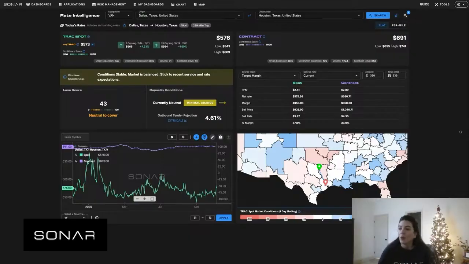Also, spot rates are going to be more volatile. So if you are trying to talk to your customers or your shippers and explain why your rates are all over the place and you can't really lock in a consistent rate to run the shipment long term, showing them this volatility in the spot rates and how much more stable a contract environment is will help back those decisions when you're making those negotiations.